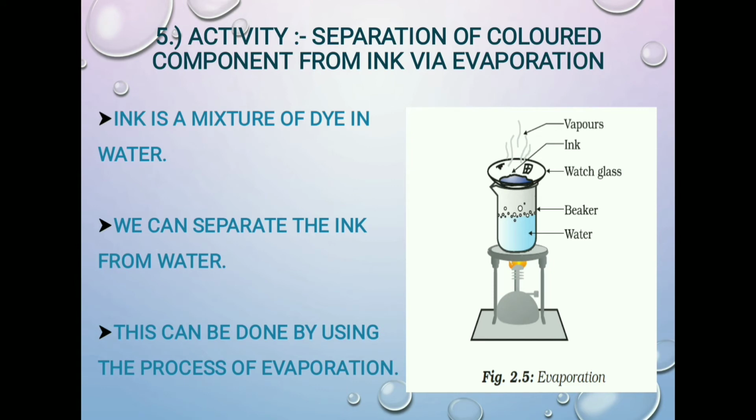Students, the meaning of volatile is a substance which can be evaporated on heating, for example, water, while a non-volatile substance is that substance which does not evaporate when heated.